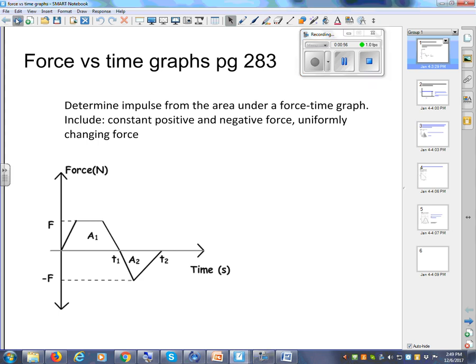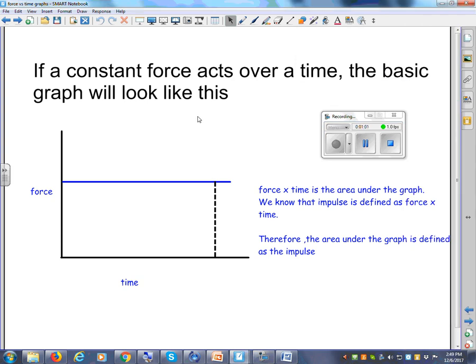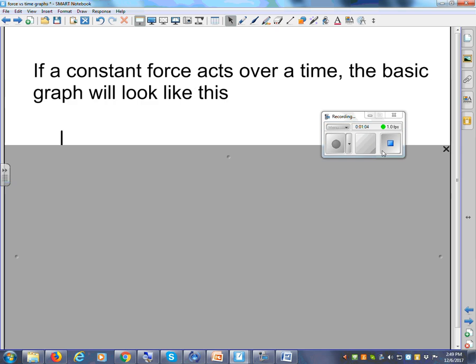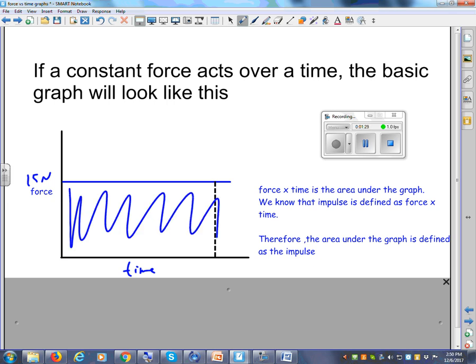Okay, so let's go. If you've got a constant force acting over a time, the basic graph is going to look like this. If you've got a constant force of, say, 15 newtons, it's just going to be a flat line. The value is going to be 15 newtons over a certain period of time. So what would be the area of that? Well, that would be the height times the length, the force multiplied by the time.